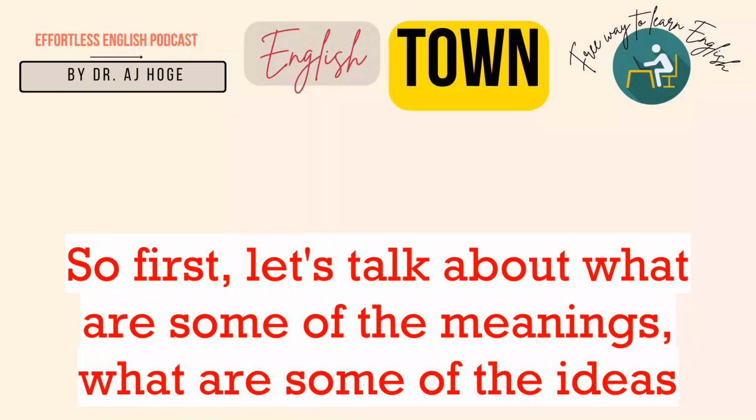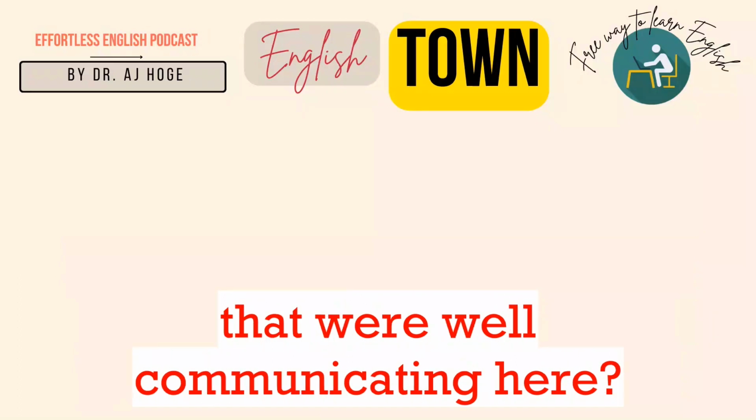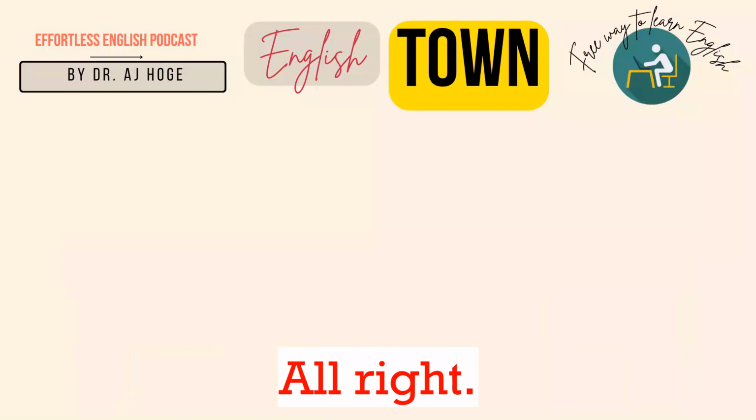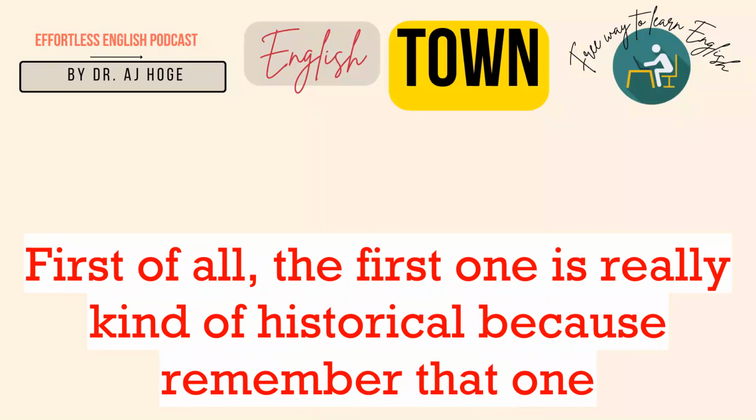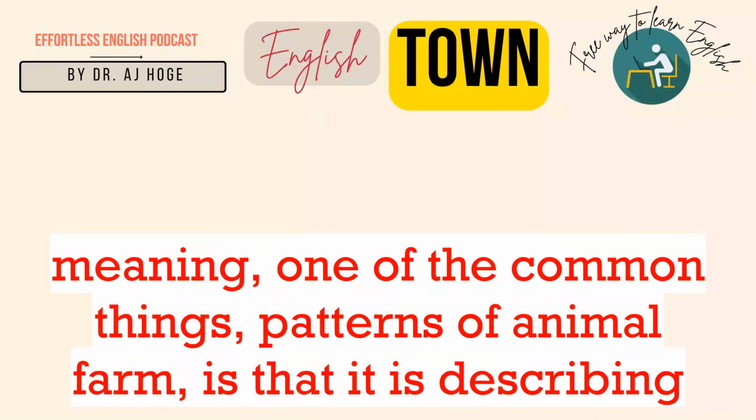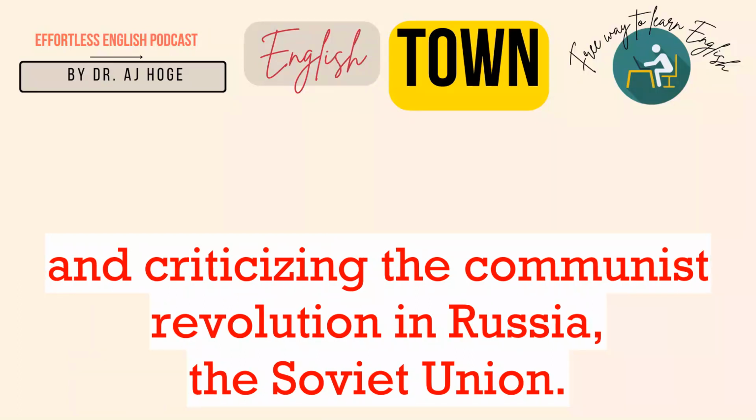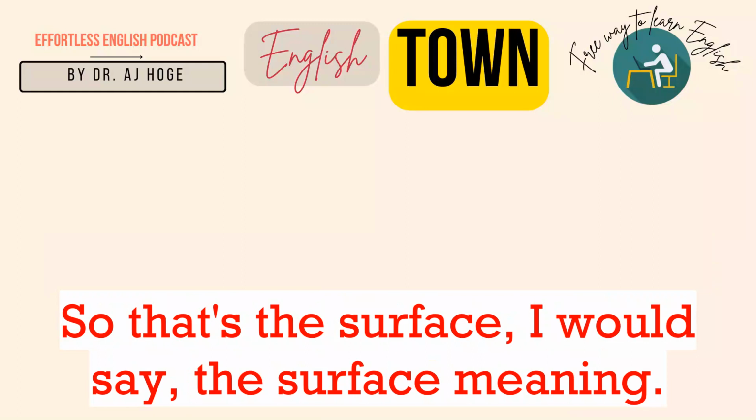So first, let's talk about what are some of the meanings, what are some of the ideas that Orwell's communicating here. All right. First of all, the first one is really kind of historical, because remember that one of the common patterns of Animal Farm is that it is describing and criticizing the communist revolution in Russia, the Soviet Union. So that's the surface meaning, I would say.